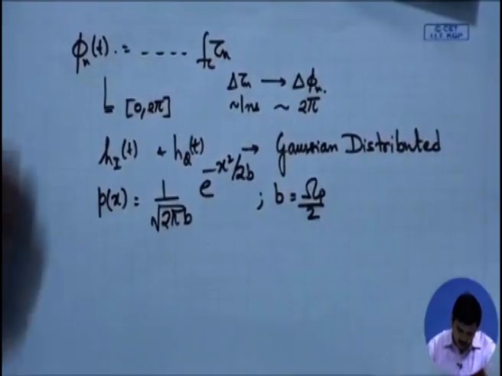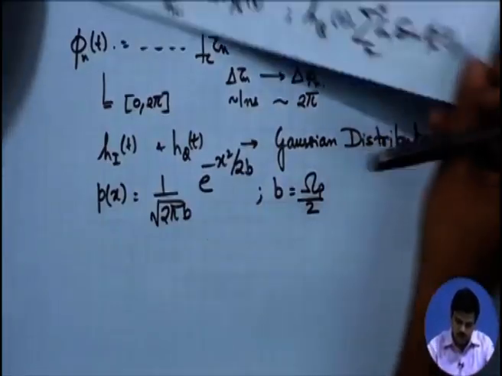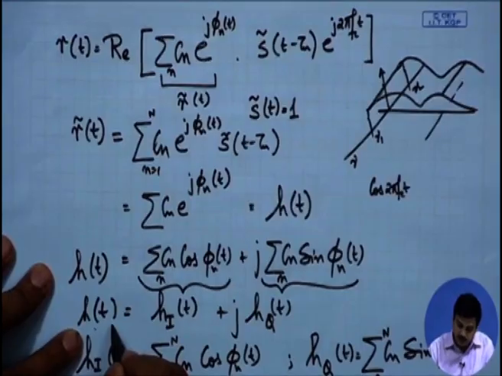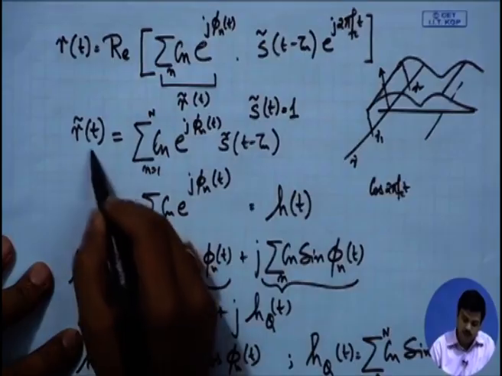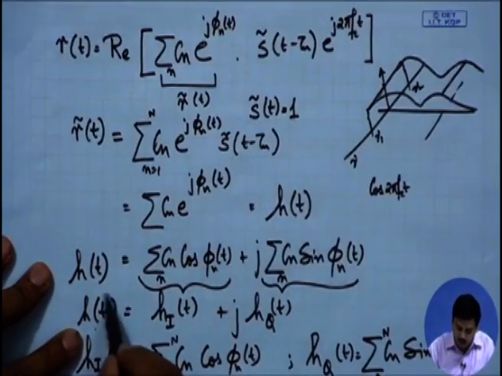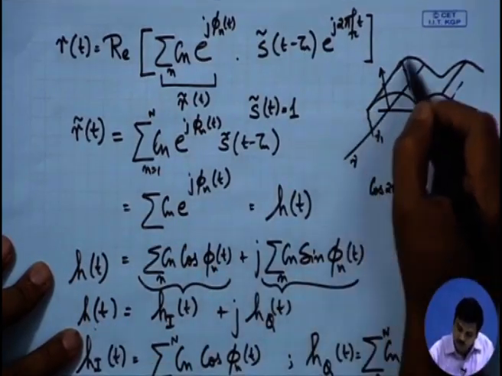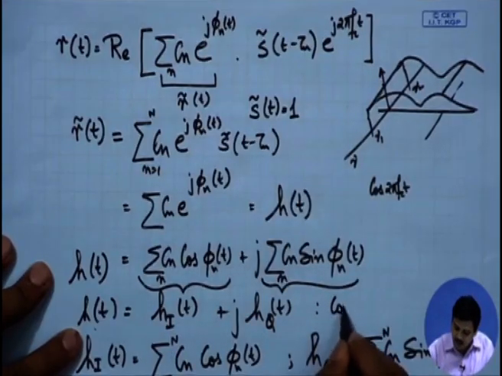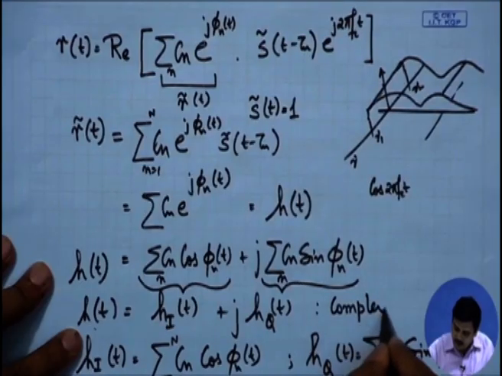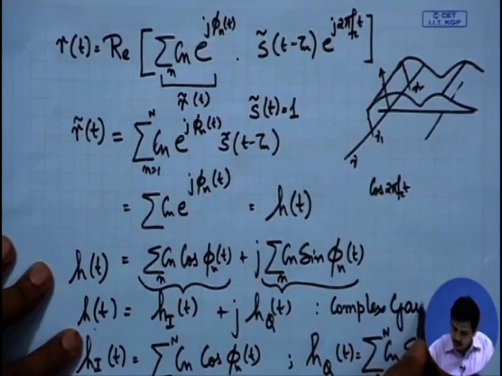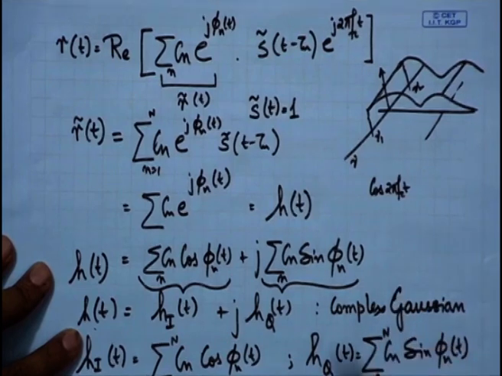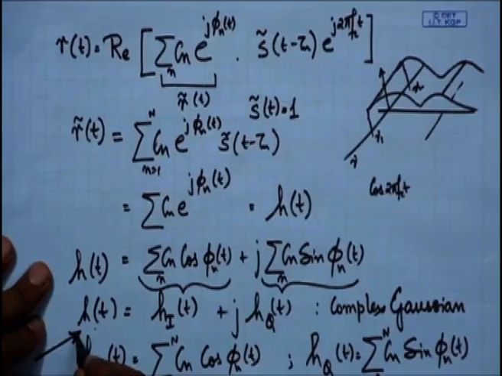So, going back here, what we have as h t, which, again I repeat, is the received signal when s tilde t equals 1, as can be seen from this expression, or which represents the channel coefficients for a flat fading condition, is basically complex Gaussian random distributed. It is basically complex Gaussian.